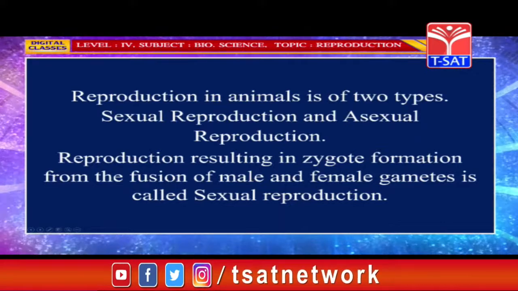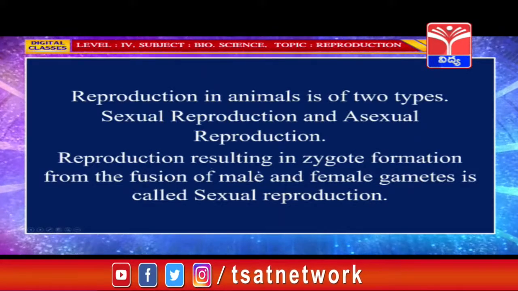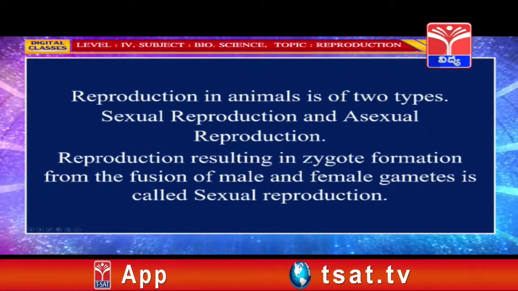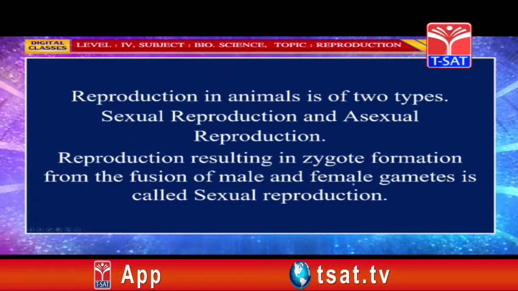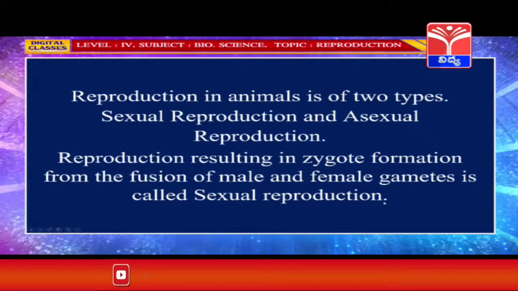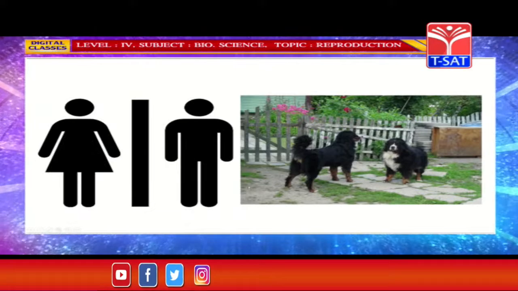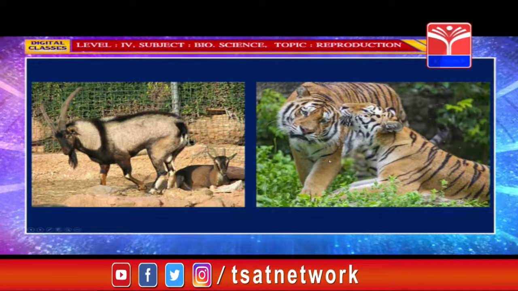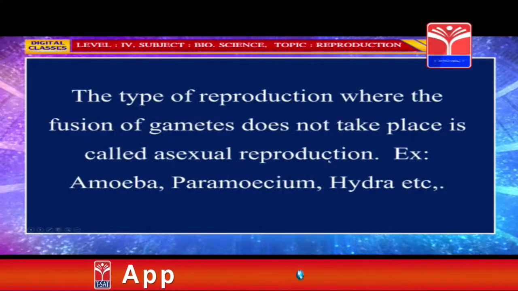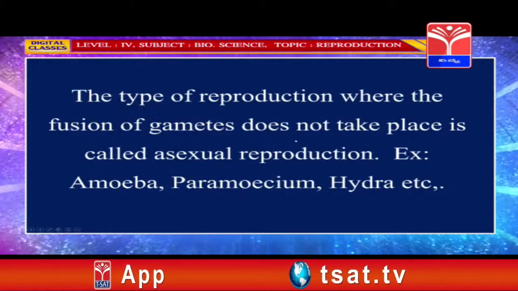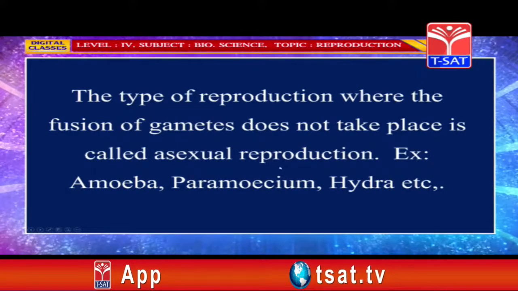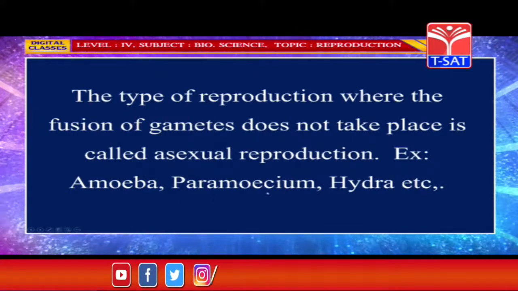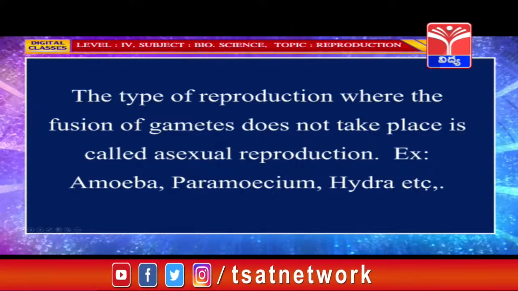Reproduction in animals is of two types: sexual reproduction and asexual reproduction. Reproduction resulting in zygote formation from the fusion of male and female gametes is called sexual reproduction. Sexual reproduction you can see in human beings, dogs, goats, tigers, etc. The type of reproduction where the fusion of gametes does not take place is called asexual reproduction. Example: amoeba, paramecium, hydra, etc.